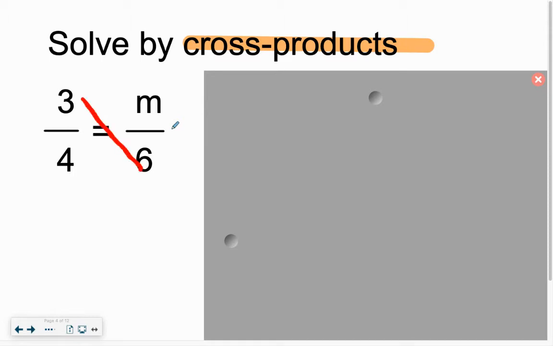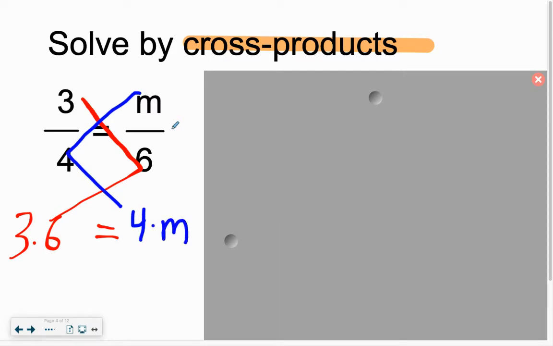So put your pencil on the 3. And then draw diagonally, ricochet off that like a pinball. Ding! Write down 3 times 6. Put an equal sign, but don't tell me what that equals. Pick up your pen. Put it on the m. Do the cross product, ricochet off. You got 4m.